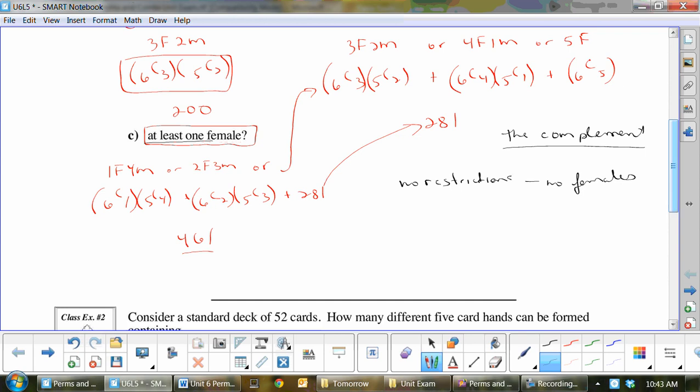No restrictions. Okay, if I just said, here's all the people, pick me a subcommittee of 5. What's no restrictions? 11 choose 5, minus, that's the same thing as no females. All males. Which is 5 choose 5. And you, of course, will get 461.